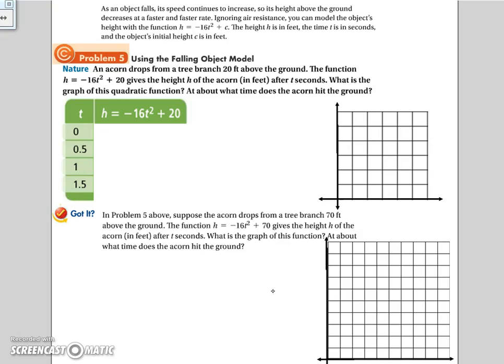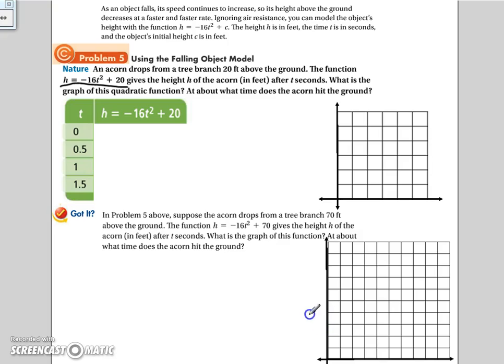All right, our last example today involves a real-world example where an acorn is dropping from a tree branch. It's starting 20 feet above the ground. So it's giving you this function right here to model that, where h is the height of the acorn. So the plus 20 at the end shows you that it did start 20 feet above the ground. It is going to fall to the ground, and so it wants us to graph this function and then determine at what time did that acorn hit the ground.